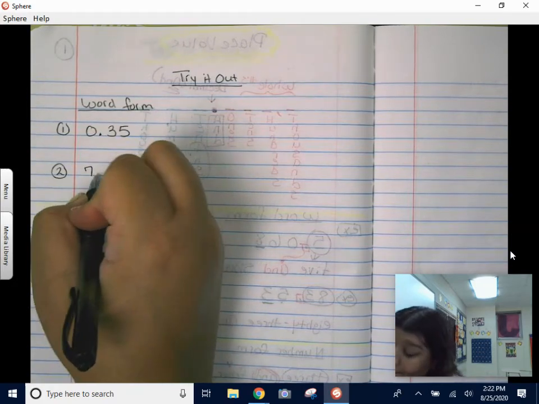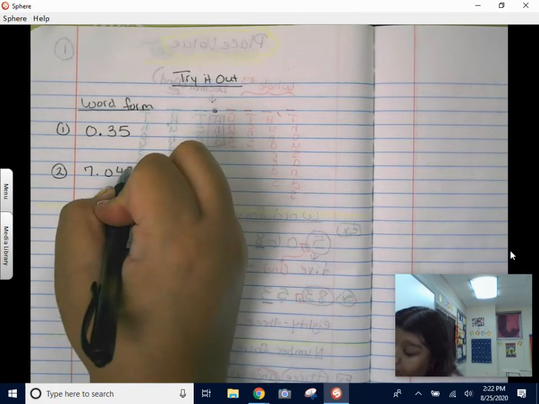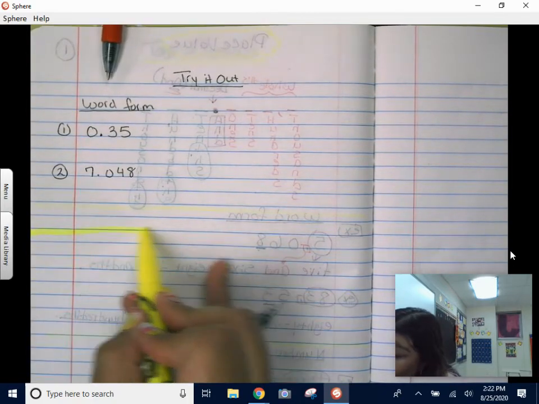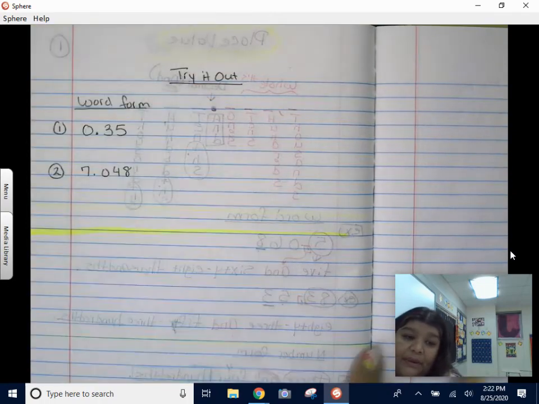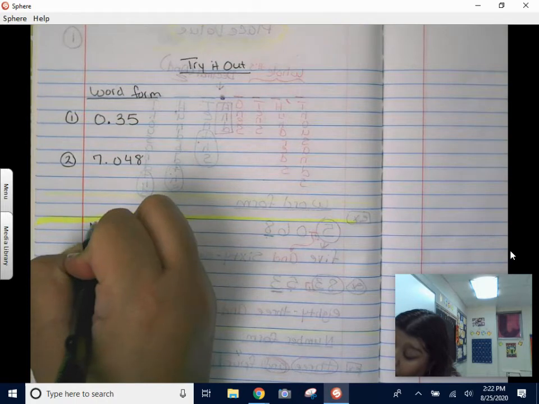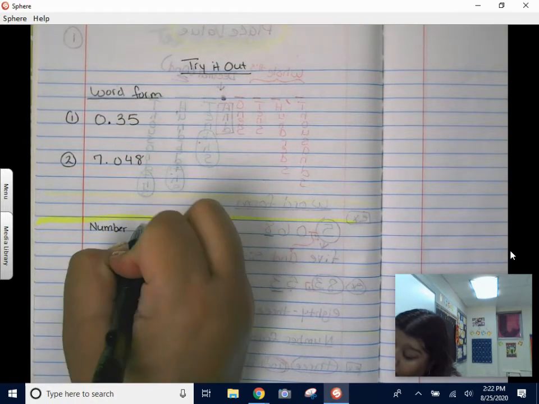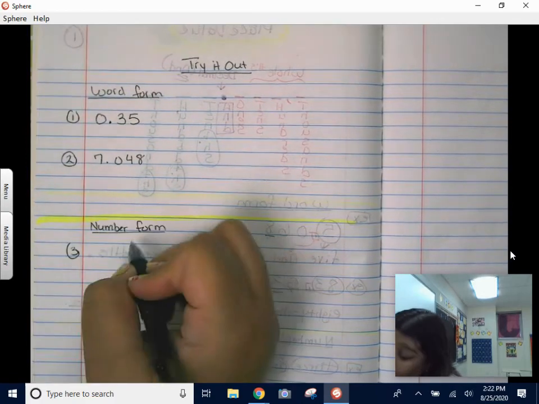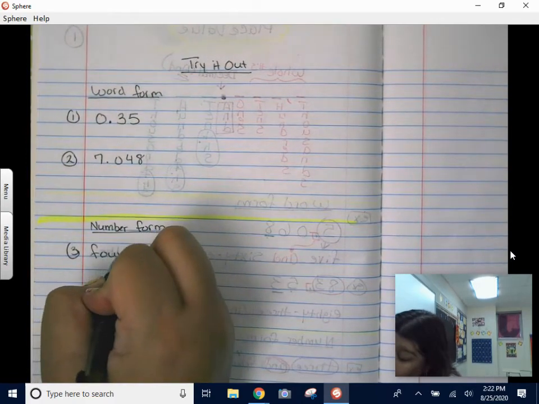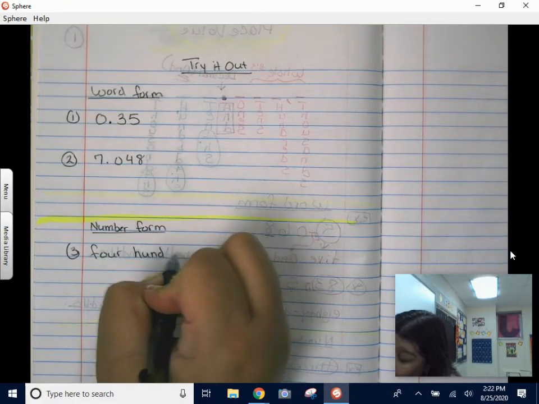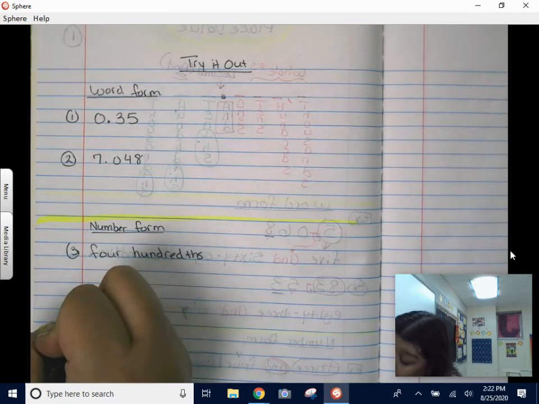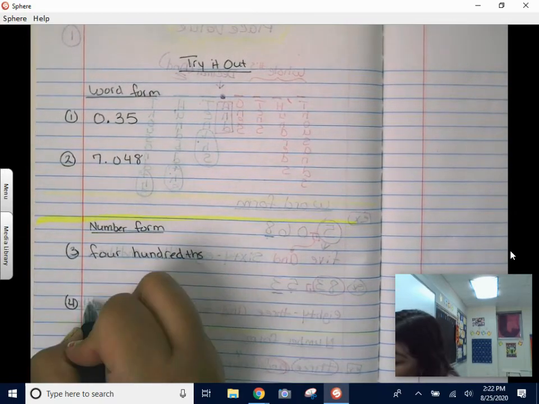Number 2. How would you say that one correctly? And then over here, I want you to give me the number. How would you write this in number form? In number 3, I want you to give me 4 hundredths. How would you write that correctly as a number? And then the last one, 1 9/10.